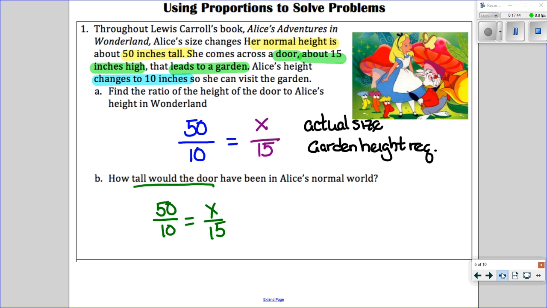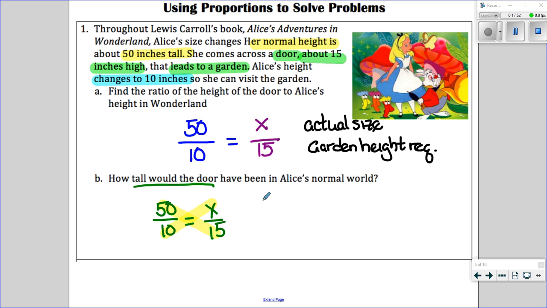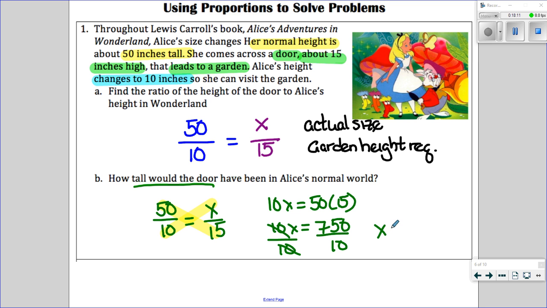So I'm going to cross multiply, and I'm going to use the highlighter to show you that I'm cross multiplying. Then I got 10x equals 50 times 15. That will give me 750 divided by 10, and x will equal 75, and that will be inches for the door.